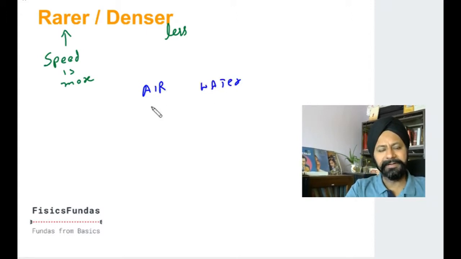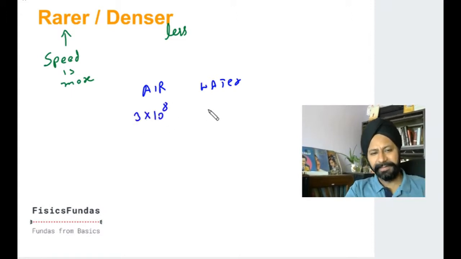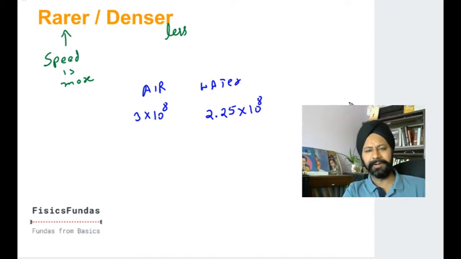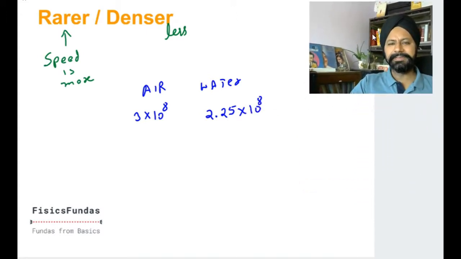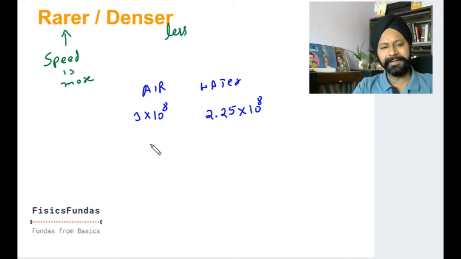So when I compare air and water, air has a speed of light of 3 times 10 to the power 8 meters per second, and water has a speed of 2.25 times 10 to the power 8. You don't have to memorize this, but I'm just telling you these numbers. You will be given these numbers whenever required. So basically, I know the speed of light in air is this much, in water this much. Now let's talk about the comparison. So the medium where the speed is more is called the rarer medium. So you can see air is the rarer medium, and water is the denser medium.